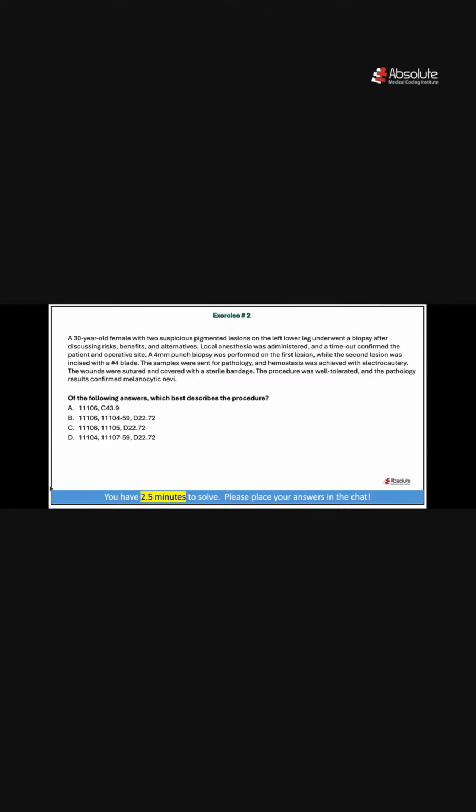A 30-year-old female with two suspicious pigmented lesions on the left lower leg underwent a biopsy after discussing risks, benefits, and alternatives. Local anesthesia was administered and a timeout confirmed the patient and operative site. A 4 punch biopsy was performed on the first lesion, while the second lesion was incised with a number 4 blade. The samples were sent to pathology and hemostasis was achieved with electrocautery. The wounds were sutured and covered with sterile bandage. The procedure was well tolerated and the pathology result confirmed melanocytic nevi.